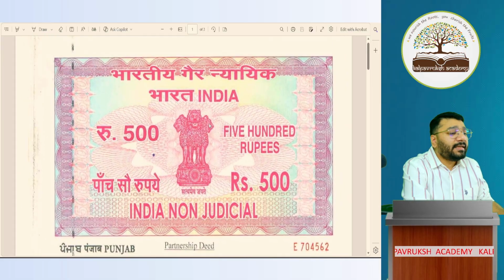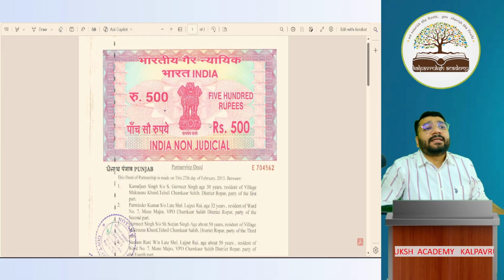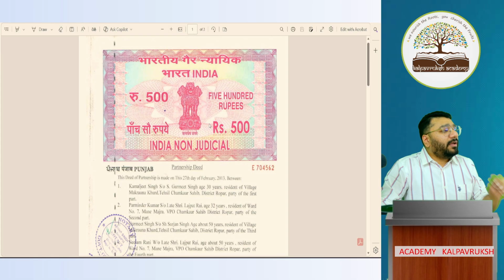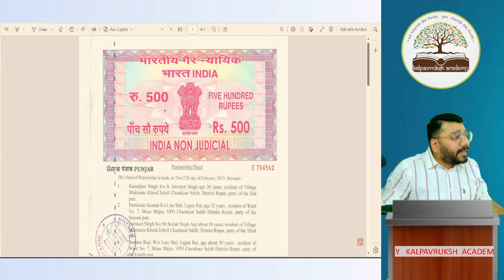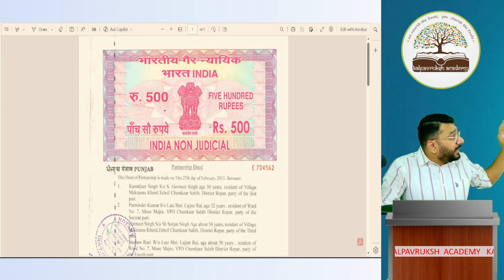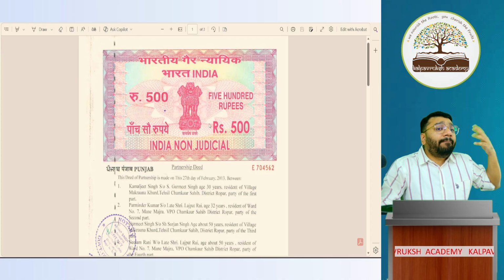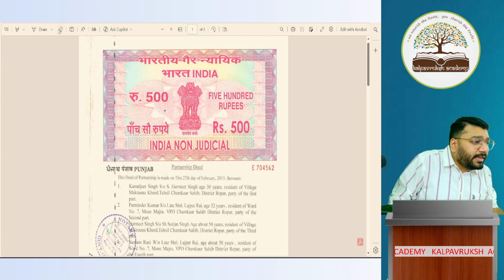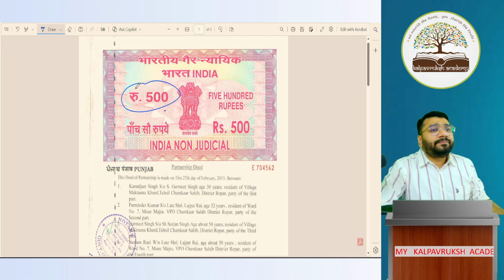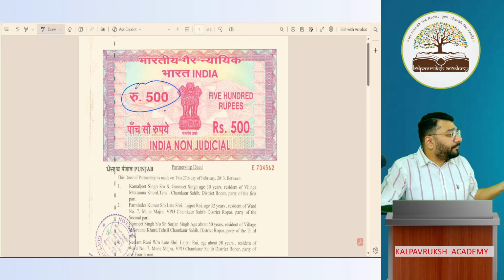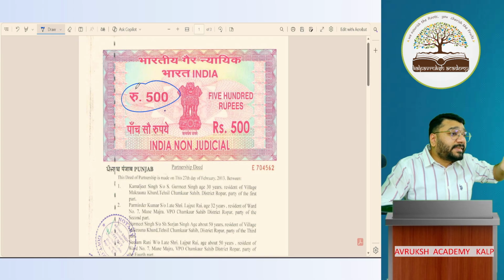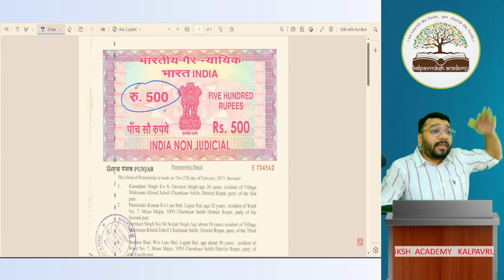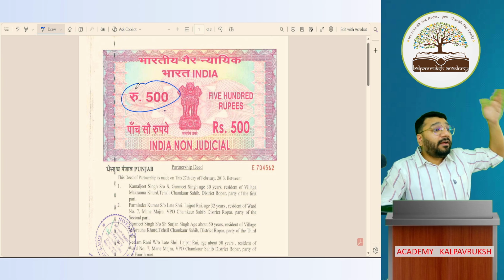This is called a stamp paper. What is it called? Stamp paper. You go wherever, any nook and corner of the country, if people enter into any contract, normally they enter into it on a stamp paper. The stamp paper could range from 10 rupee paper, 20 rupee paper. Can you see here? Here it is a 500 rupee paper. It can be even 10 rupee paper, 20 rupee paper, 50 rupee stamp paper, 100 rupee, 500, 1000, 10,000, 1 lakh, 2 lakh, 5 lakh.